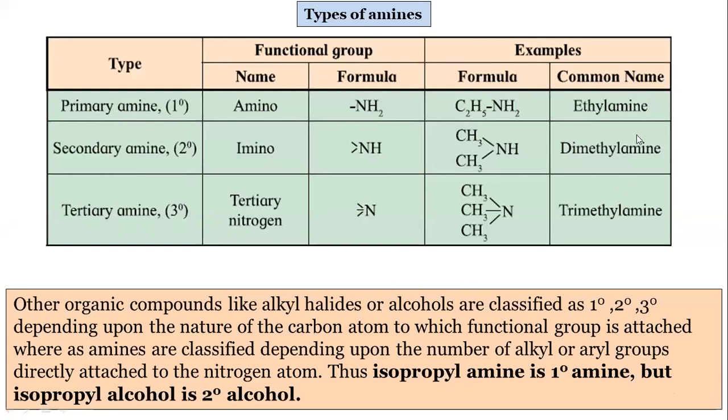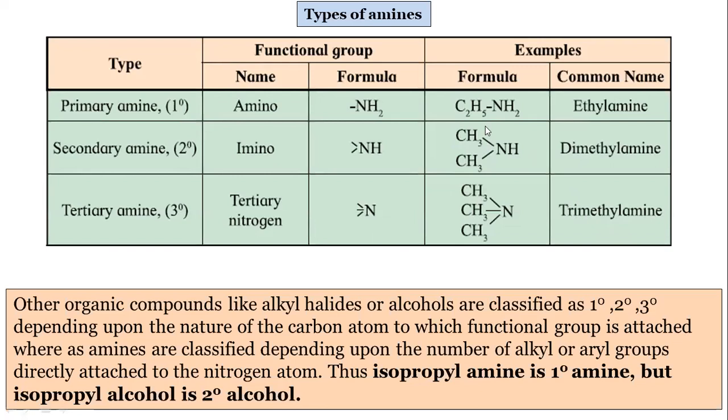So these are the examples: ethylamine. All these are common names. Remember, ethylamine: the ethyl group is attached here, so that's why it is ethylamine. Then dimethylamine, because there are two methyl groups. Dimethylamine is secondary, and this is trimethylamine. This is a tertiary amine.